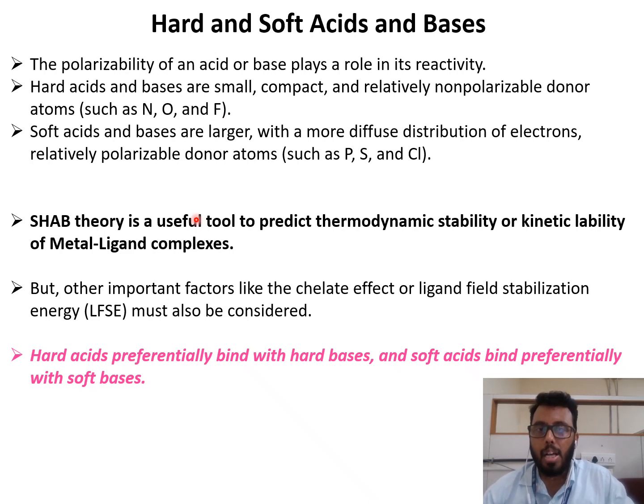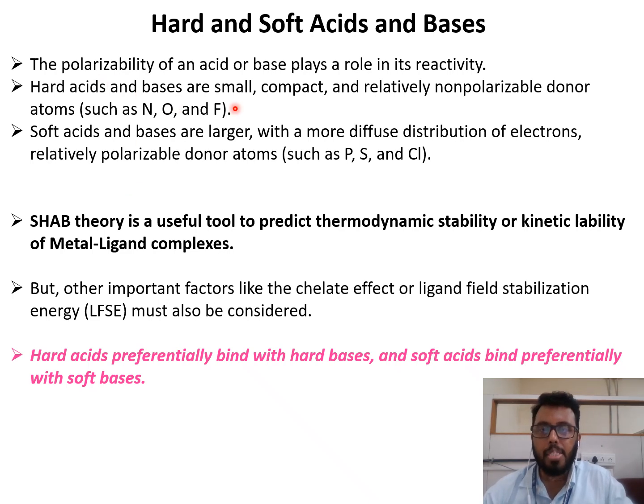Let's see what a hard acid and hard base are. Hard acids and bases are very small in size, compact, and have relatively non-polarizable donor atoms. So they will not readily donate the electron. Why? Because the size is small and compact, so the electrons in the outermost orbitals are tightly bound by the electrostatic interaction between the positive charge of the nucleus and the negative charge of the electrons. Examples of non-polarizable donor atoms would be nitrogen, oxygen, and fluorine. Soft acids and bases will have the opposite properties.